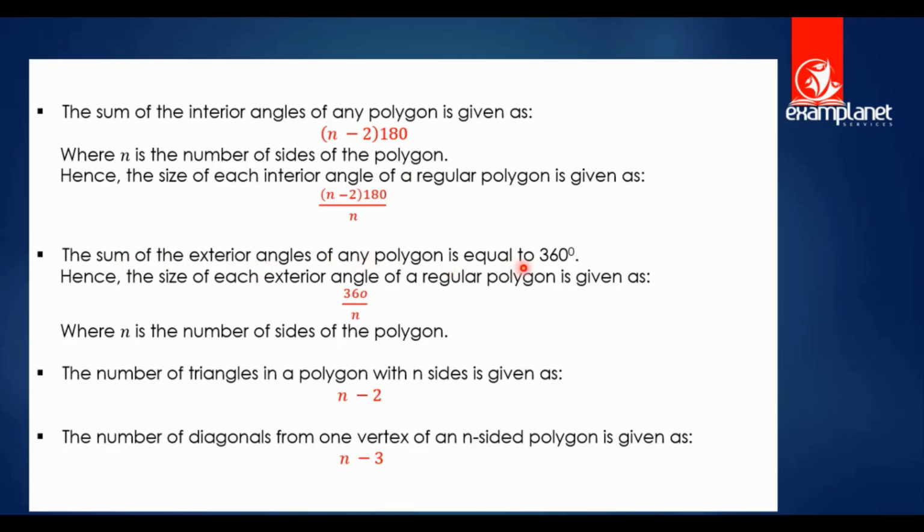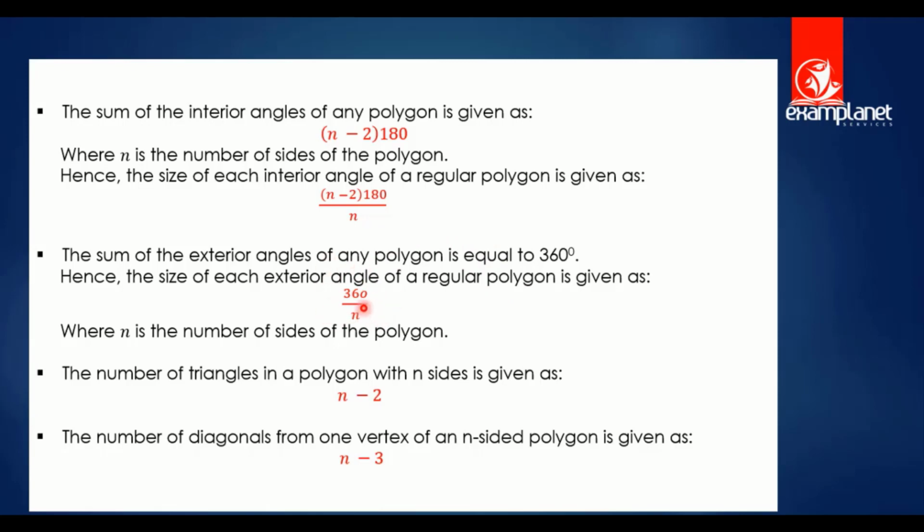Now the sum of the exterior angles of any polygon is equal to 360 degrees. Any polygon at all. Even if the polygon has 1 million sides, if you add all the exterior angles together, you will get 360 degrees. Hence, if the polygon is regular, the size of each exterior angle will be 360 degrees divided by the number of sides, n. So for any regular polygon, just divide 360 by the number of sides, and that gives you the size of each exterior angle.